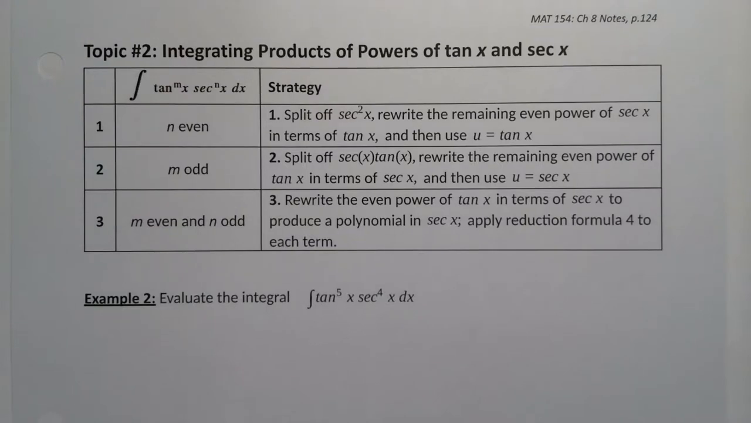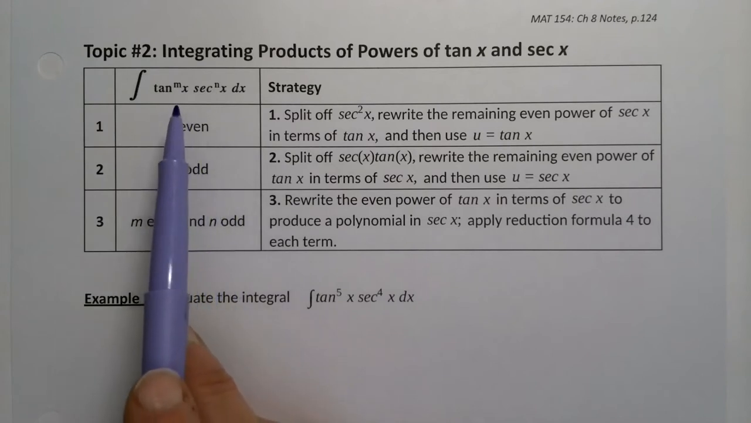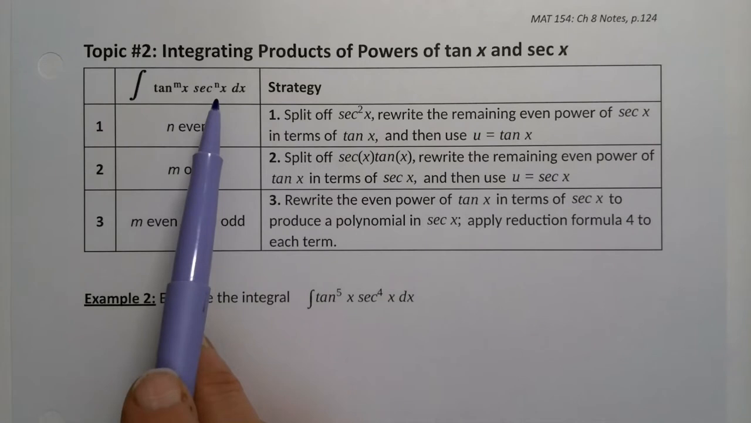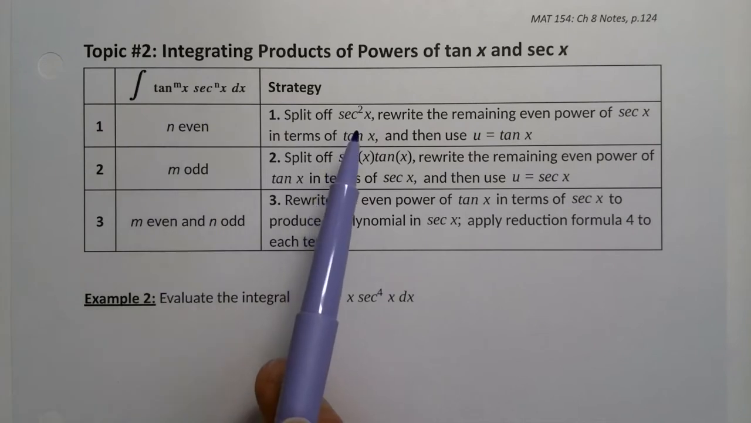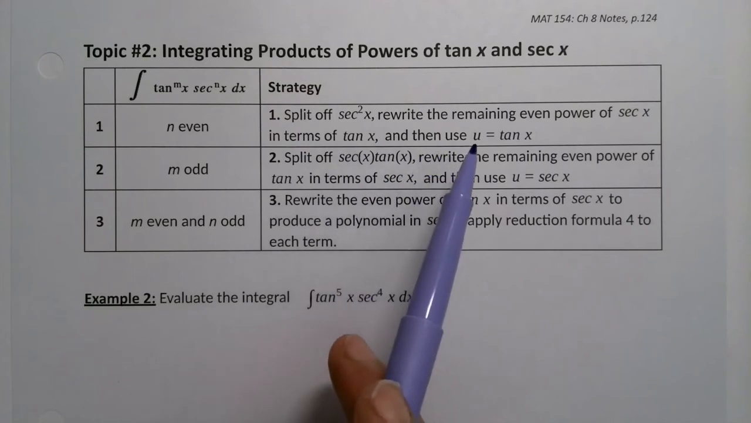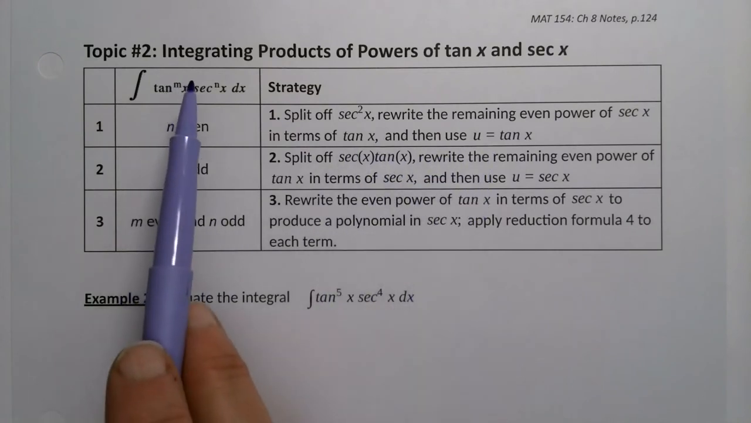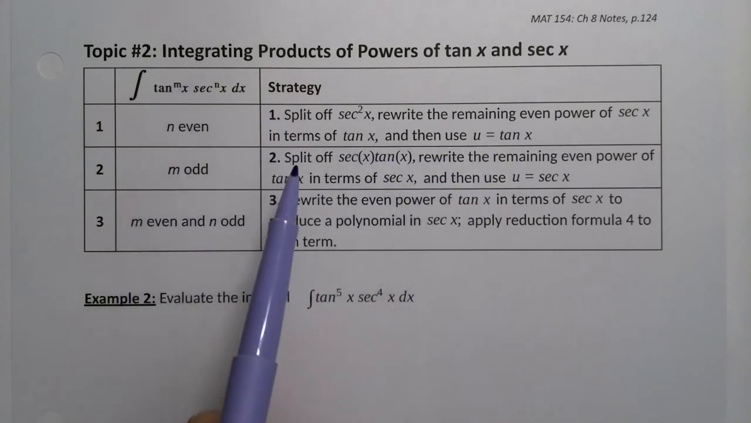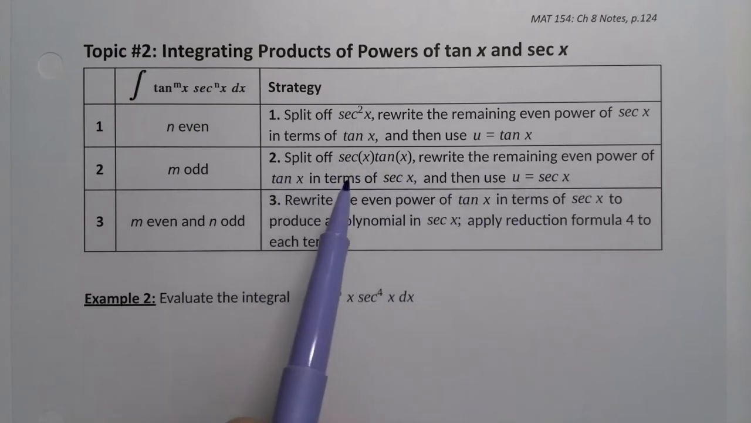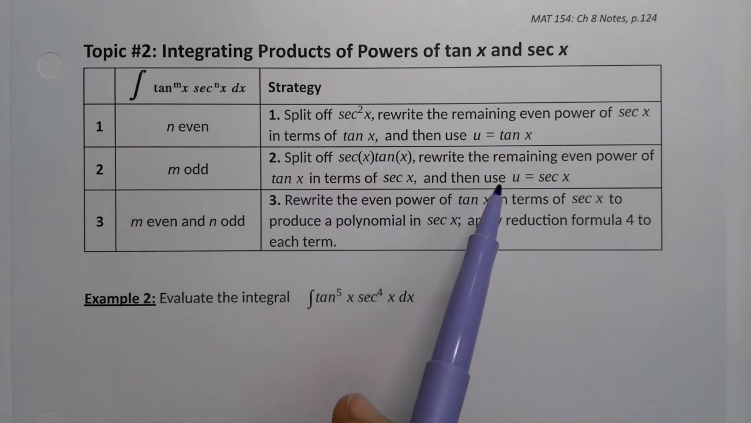As with sine and cosine, there's a similar strategy system for tangent and secant. If n, which is the power of secant, is even, you split off a secant squared and rewrite the remaining even power of secant in terms of tangent, and then use u equals tangent. If m is odd, then you split off secant tangent and rewrite the remaining even power of tangent in terms of secant, and then use u equals secant.